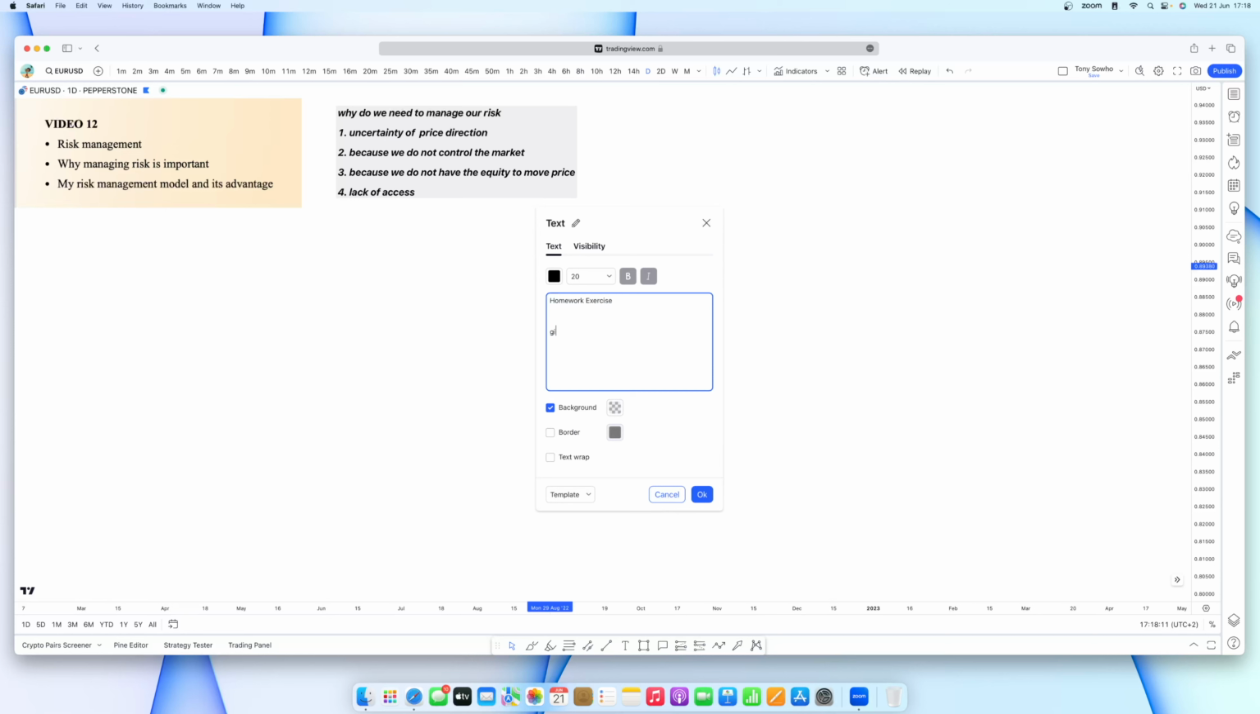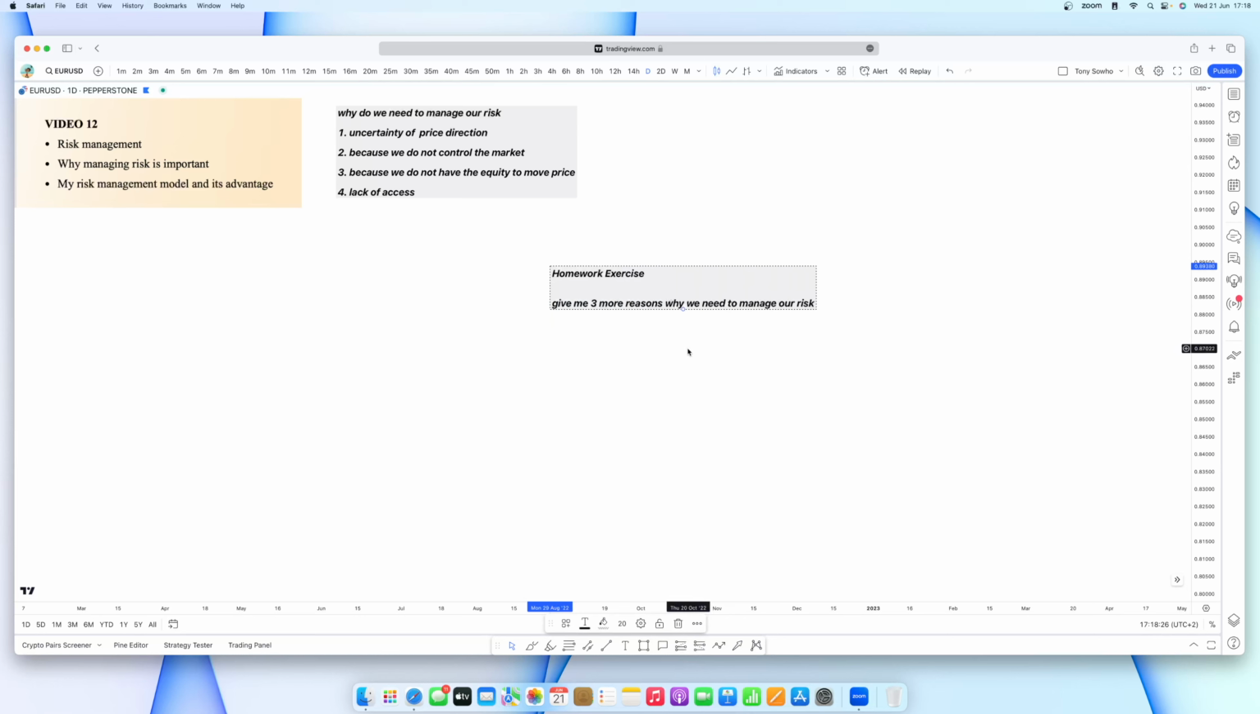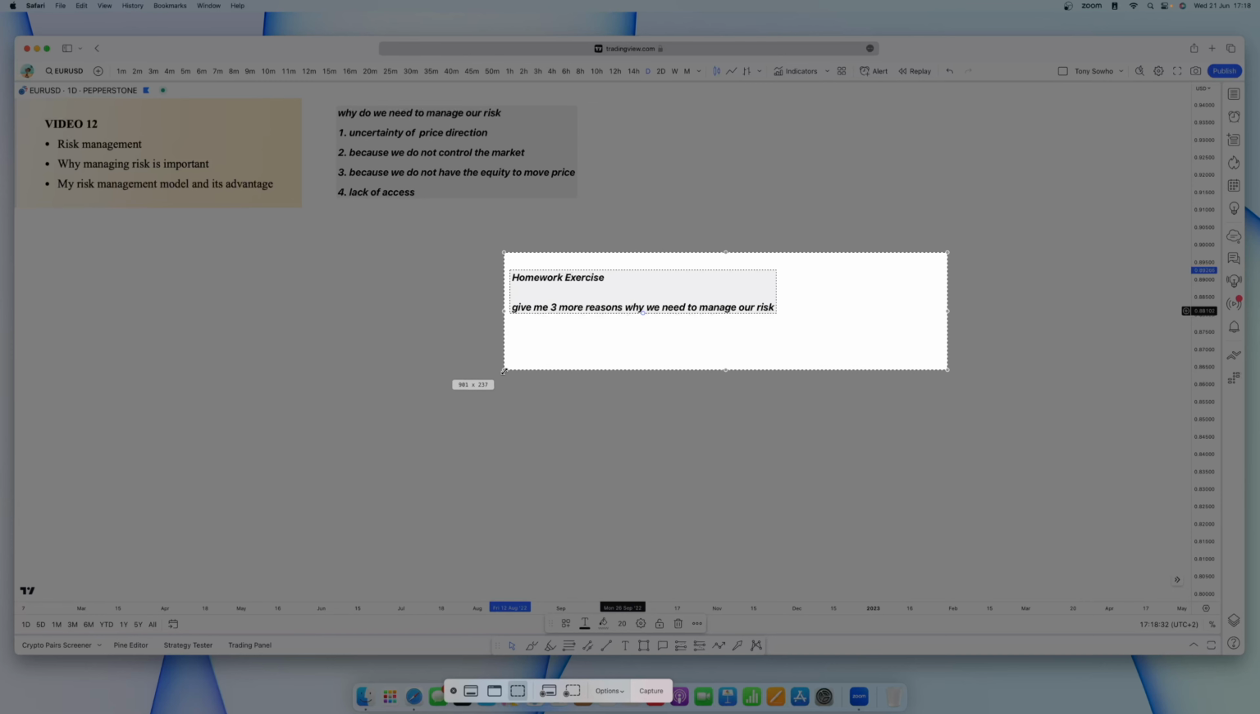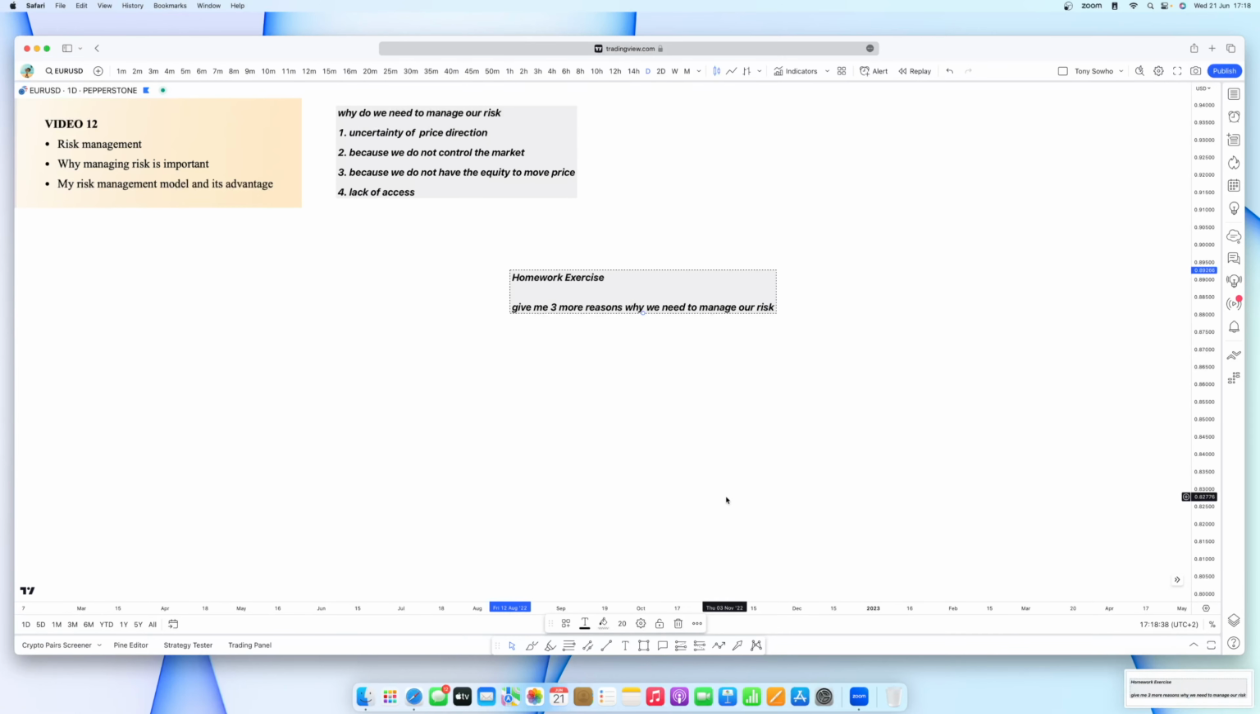Okay, give me three more reasons why we need to manage our risk. So I'm just going to copy this quickly. Take a screenshot of it, rather. Okay, so there we go. We have that now. That's homework exercise one.